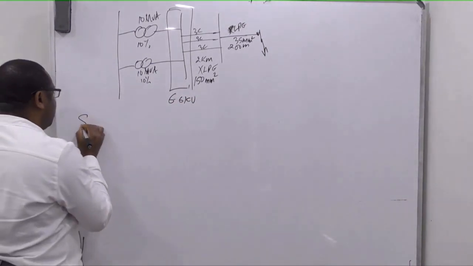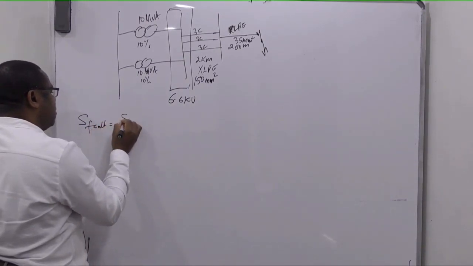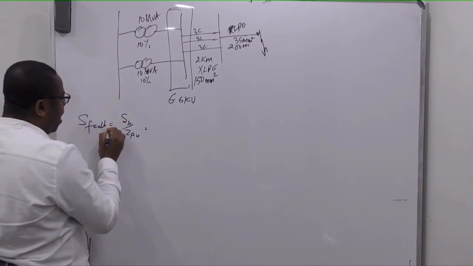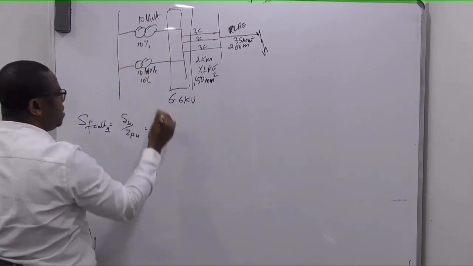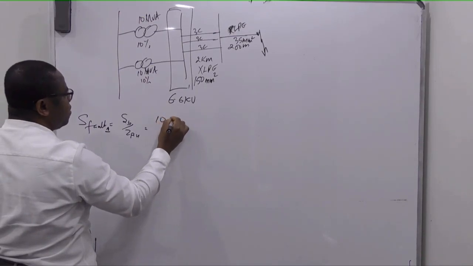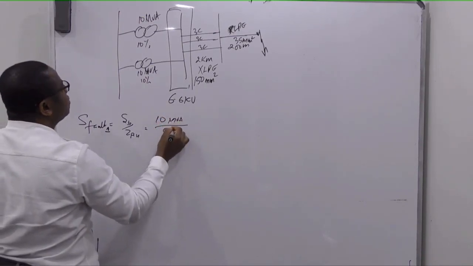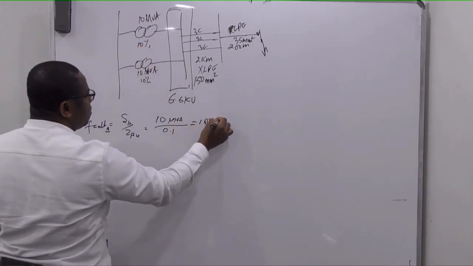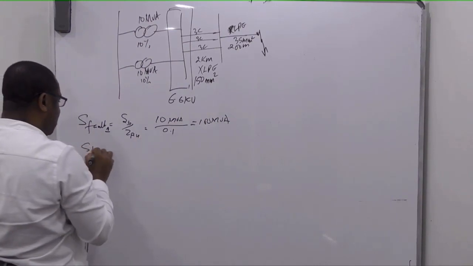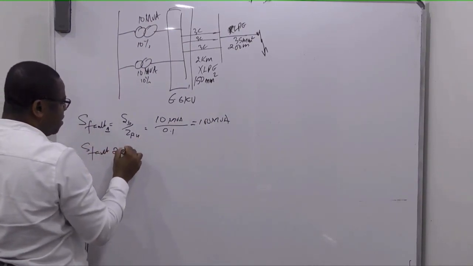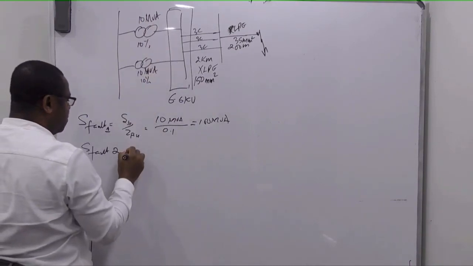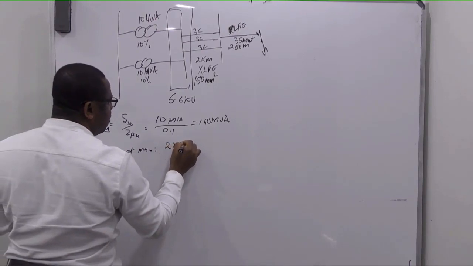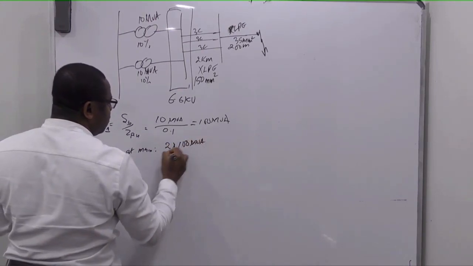So fault level is S base over Z per unit. That means the fault level for just one transformer is 10 MVA over 0.1, because it's 10%, which is 100 MVA. So the fault level for the two transformers at the main board will now be 2 times 100, which is 200 MVA.